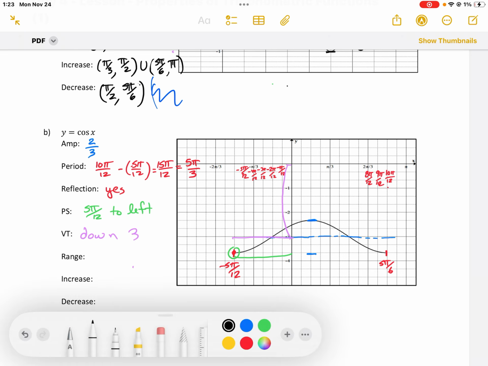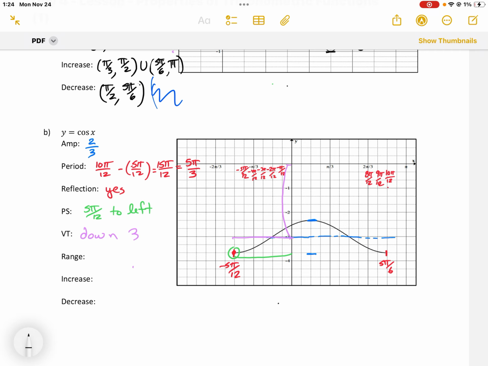And then my range is going to go from my lowest value, which is at minus 3 2/3, all the way up to minus 2 2/3. And my areas of increase are the first half of this function. I am climbing, so I'm going all the way from minus 5 pi over 12 to, let's see, pi over 6. And then my decreasing, I'm going from pi over 6 all the way over to 5 pi over 6.